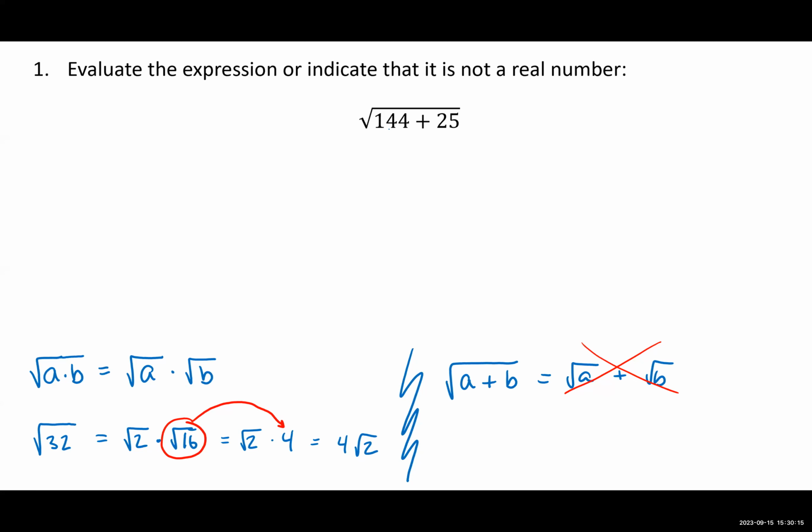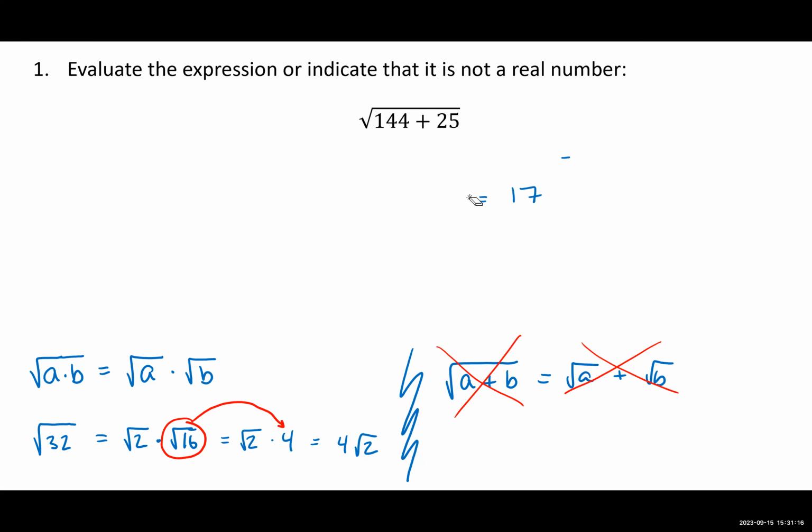So if we look at this problem, 144 is 12 times 12, and 25 is 5 times 5. If you were to say this is the square root of 144 plus the square root of 25, which is 12 plus 5, and 12 plus 5 is equal to 17, well, this would be wrong. This would be incorrect. There is no rule that says you can split up a square root with addition and subtraction. So you cannot do the square root of 144 separately and the square root of 25 separately.